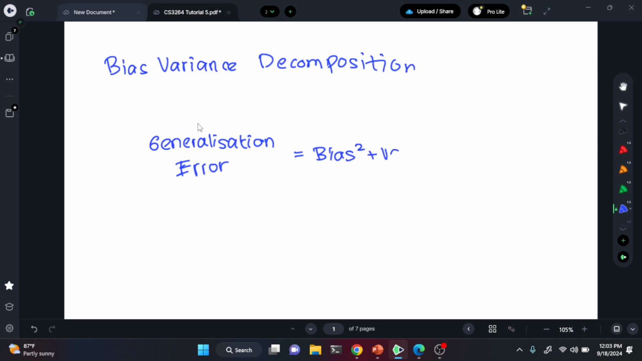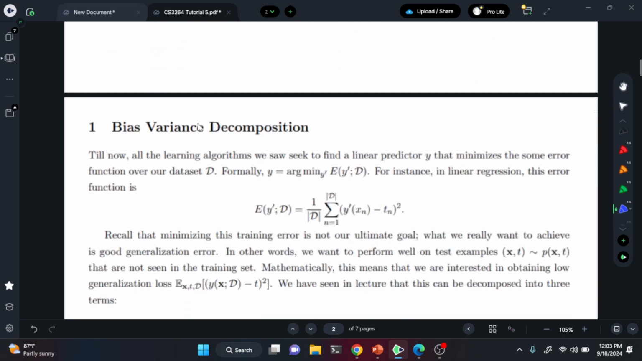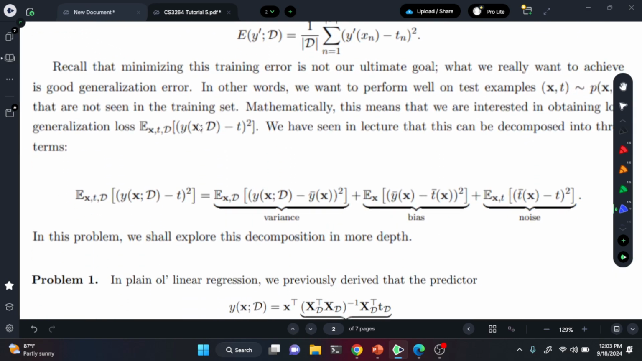So this generalization error, we have shown from the math, can be decomposed into bias squared plus variance plus what we call the noise. Okay, this is also part of the error. So we have shown inside the lecture that there's this bias, variance, and also noise. The important thing for this tutorial is that you should be able to understand what this notation is, because once you get a hang of what each of them actually means, then this will be very easy.